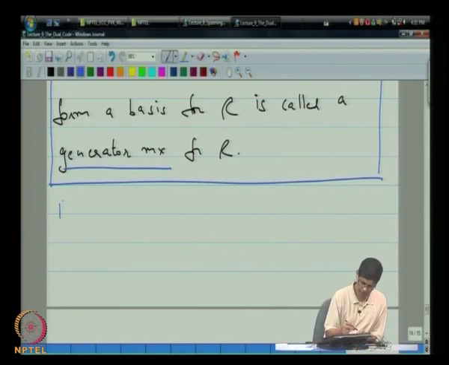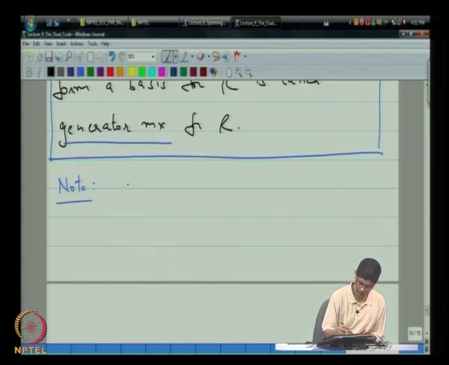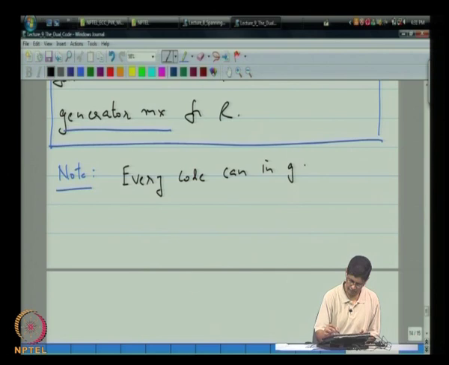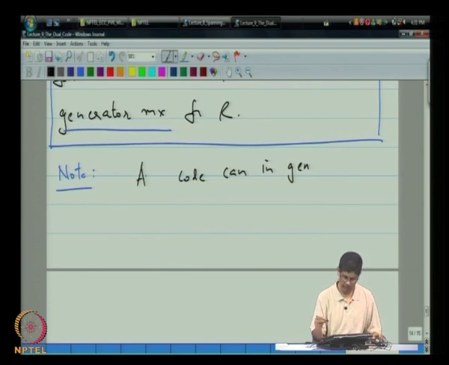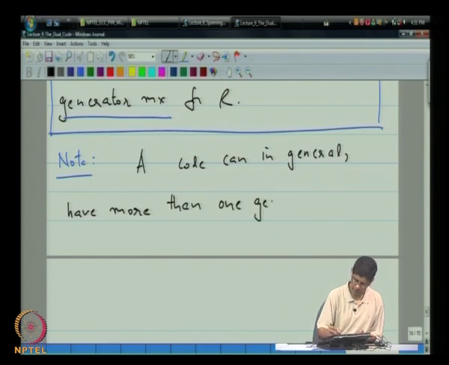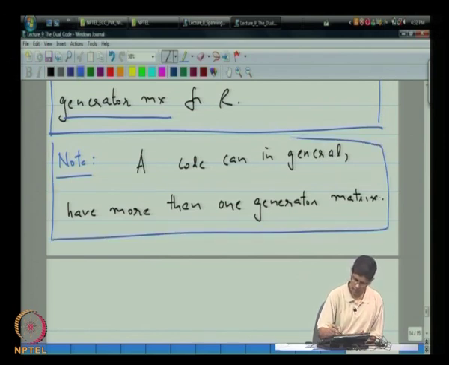So, note, a code can in general have more than one generator matrix.